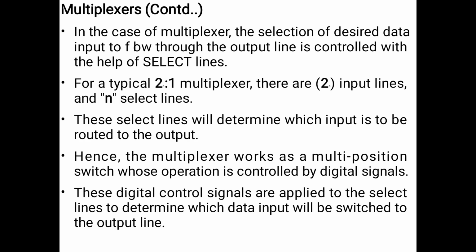In the case of multiplexer, the selection of desired data input to flow through the output line is controlled with the help of certain select lines. For a typical 2:1 multiplexer, there are 2 input lines and n select lines. These select lines will determine which input is to be routed to the output. Hence, the multiplexer works as a multi-position switch whose operation is controlled by digital signals. These digital control signals are applied to the select lines to determine which data input will be switched to the output line.